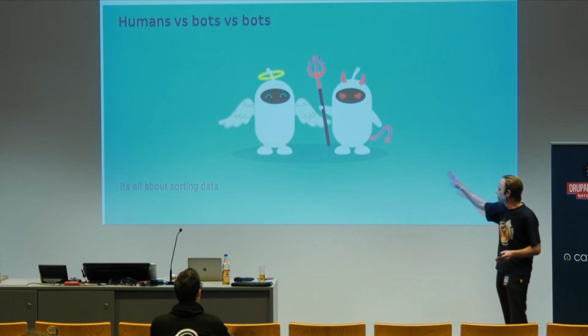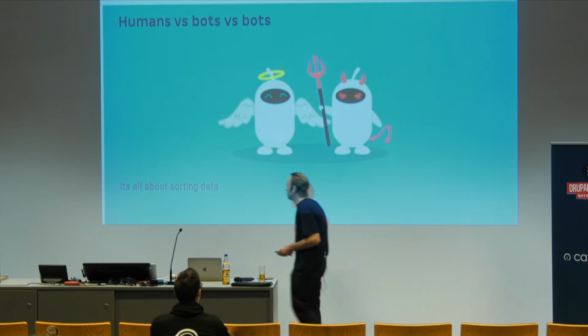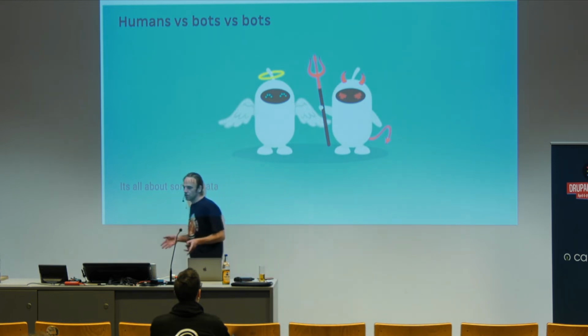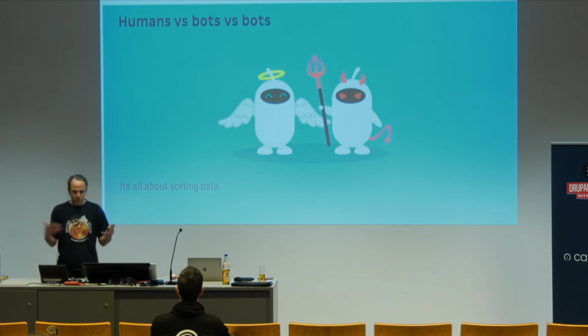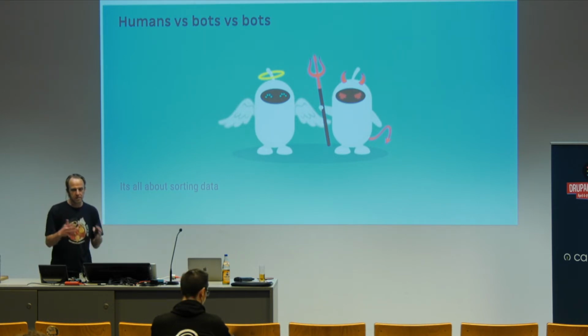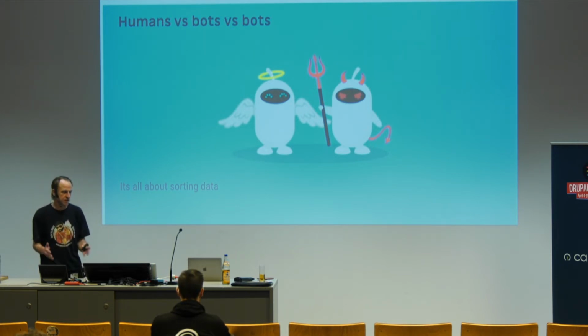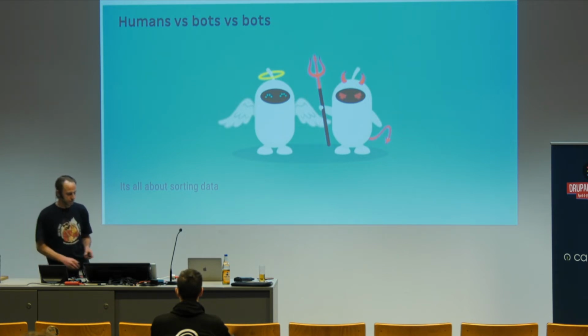That's why we have these two bots here, the evil bot and the Jedi bot, or the good bot. So in the end, it's all about sorting and validating and classifying data. These things come in streams, and the smarter or the better your solution is at addressing that, the more value you end up with at the end of the chain.